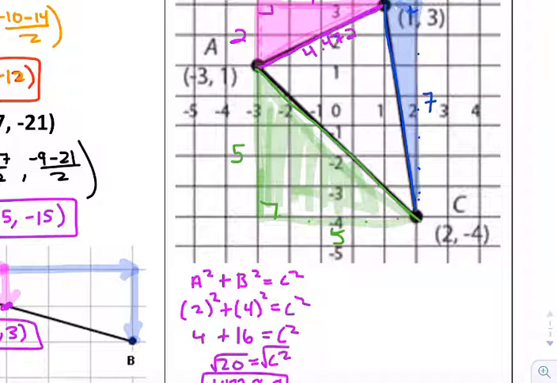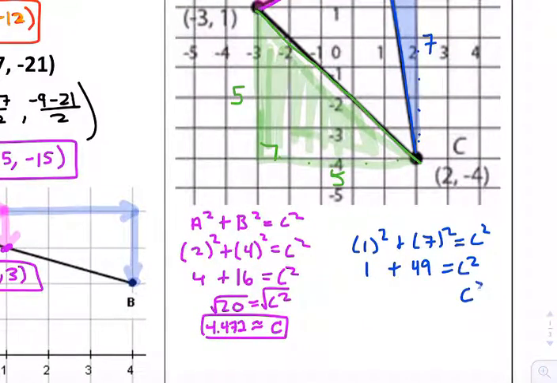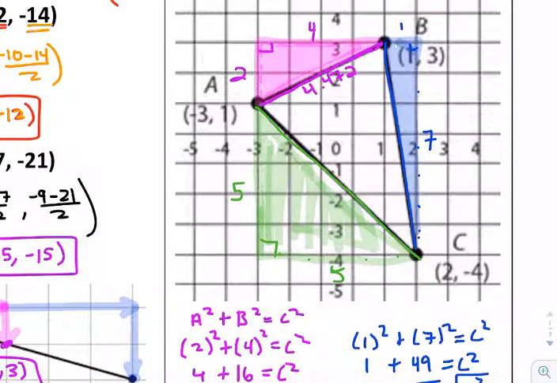Let's solve the blue one next. So using the Pythagorean theorem, let's go 1 squared plus 7 squared is equal to our new c squared. 1 squared is 1, 7 squared is 49, which means our c squared value is equal to 50. So square rooting both sides, the square root of 50 is 7.071. Okay, so that's this one right here, 7.071.